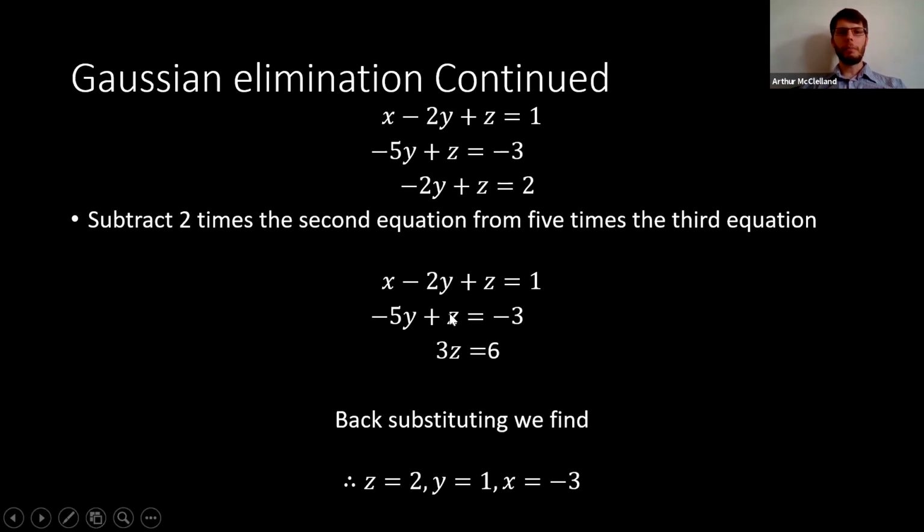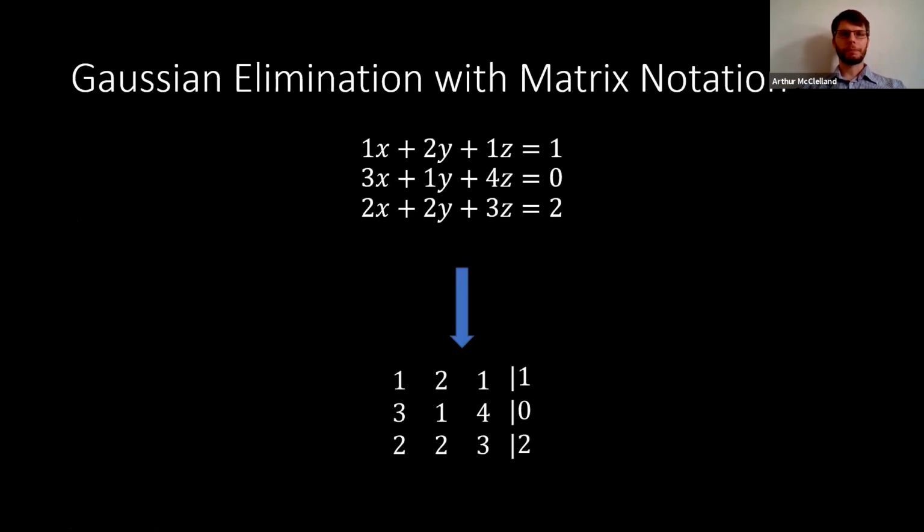And now we can back substitute, put our value of 2 in for the second equation. So negative 5y plus 2 equals negative 3. So therefore y equals 1. And then if we back substitute again, put our y equals 1 and z equals 2, we can solve and find x equals negative 3. This is clearly a lot of writing. It's not the most elegant way to express all this.